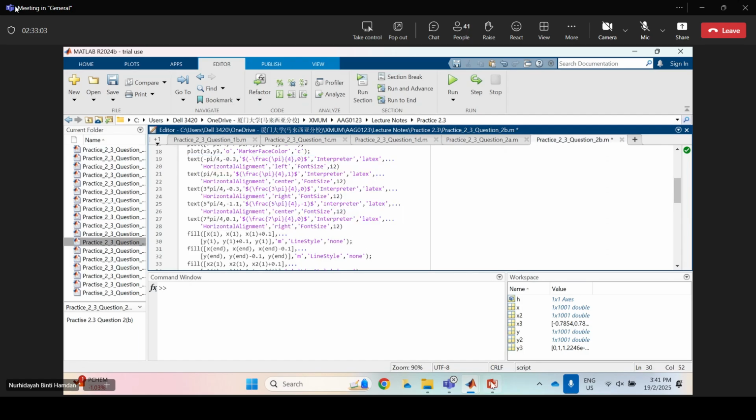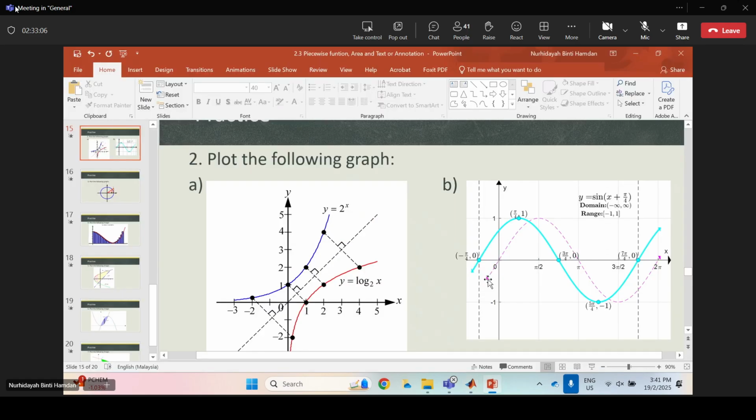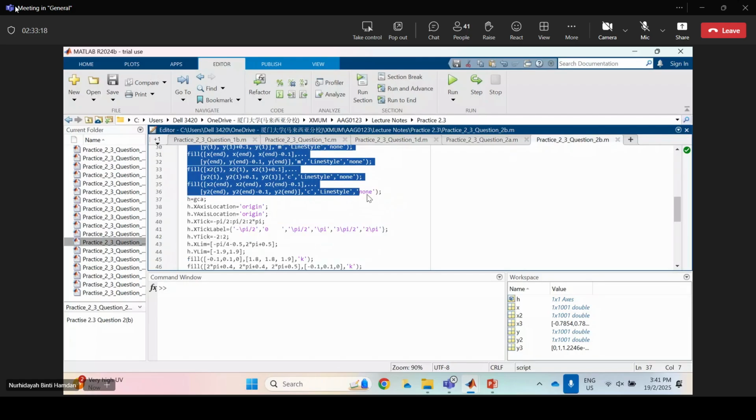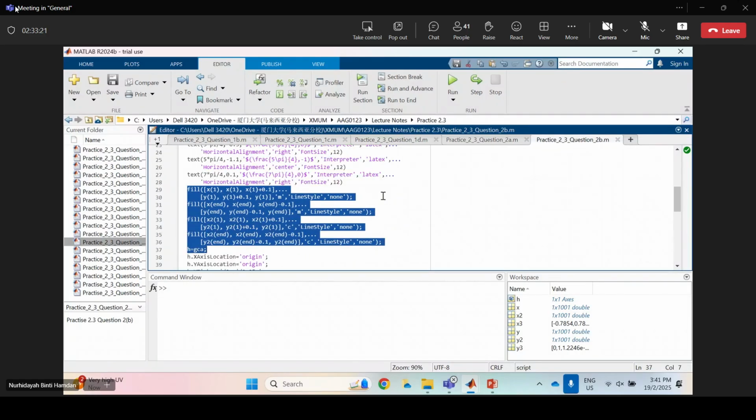Okay, so you see here, I have a triangle on every end of the line. So I add the triangle here. This one is the coding for the triangle.